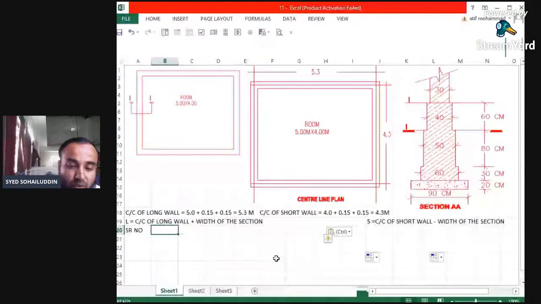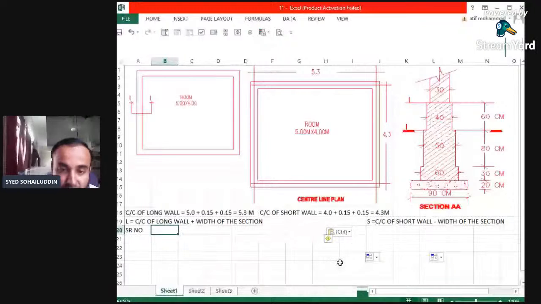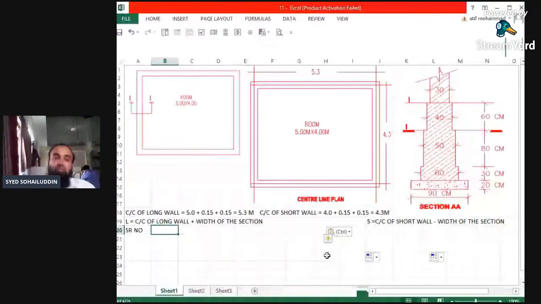What is the length of the long wall? Just now we have calculated it as 6.2. What is the width of excavation? That is 0.9. Now the height of excavation is very important. Just now we have calculated the height of excavation. The height of excavation below ground level is 0.2 meters plus 0.3 meters plus 0.8 meters, that is 1.3 meters.